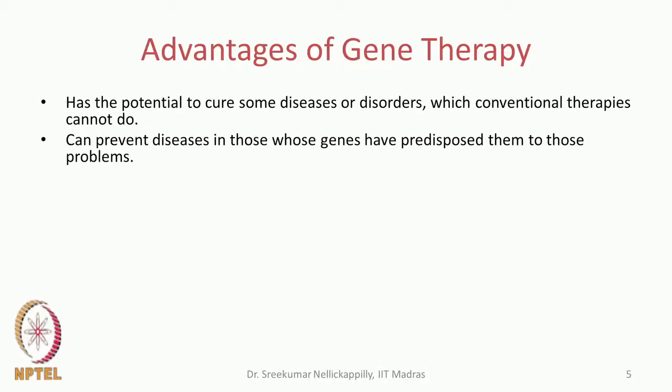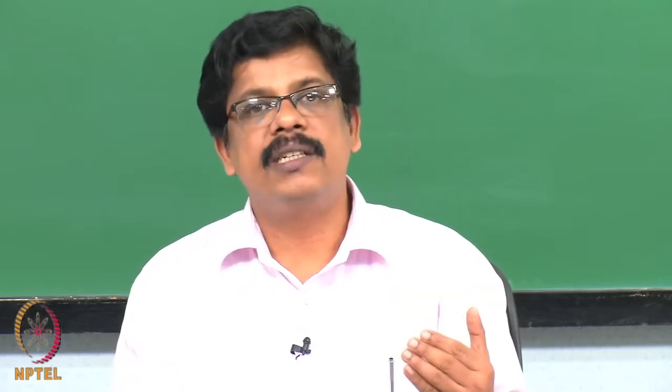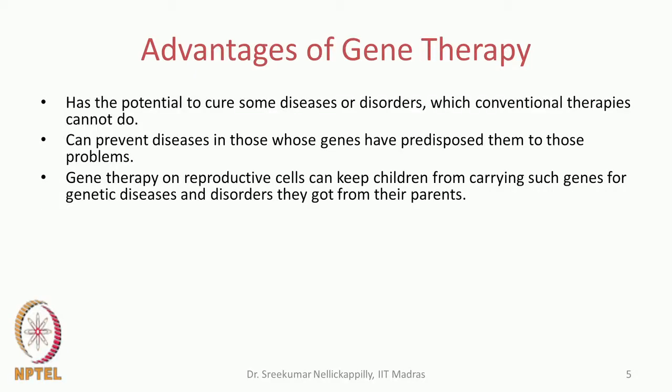It can prevent diseases in those whose genes have predisposed them to those problems. So, you can identify which gene could cause certain diseases in future and tackle them, and try to solve the problem much in advance, much before the disease actually manifests itself. Then there is gene therapy on reproductive cells, which is another area we are going to discuss. There are two types of gene therapies which we will discuss very shortly, but gene therapy on reproductive cells can keep children from carrying genes for genetic diseases and disorders they got from their parents. For example, Down syndrome is a major problem which children face. It is a very serious genetic disorder which can be identified much in advance, and parents can resolve this problem by effective gene therapy on reproductive cells.